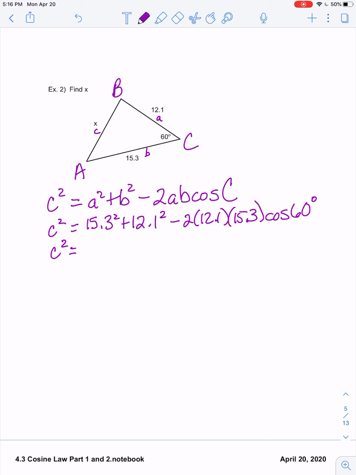So I get an answer of 195.37 here. So C equals the square root of that. And that would be 13.98. And there are no units on this. Okay, I'm going to stop that video there.